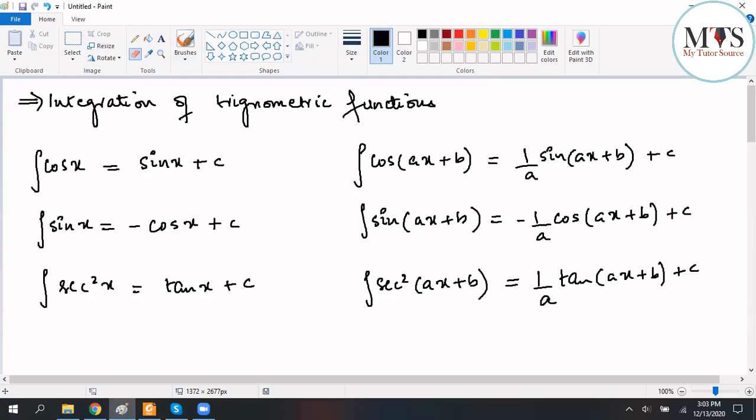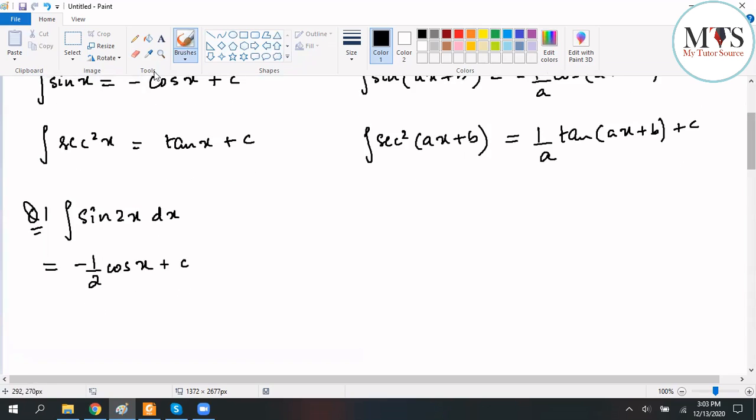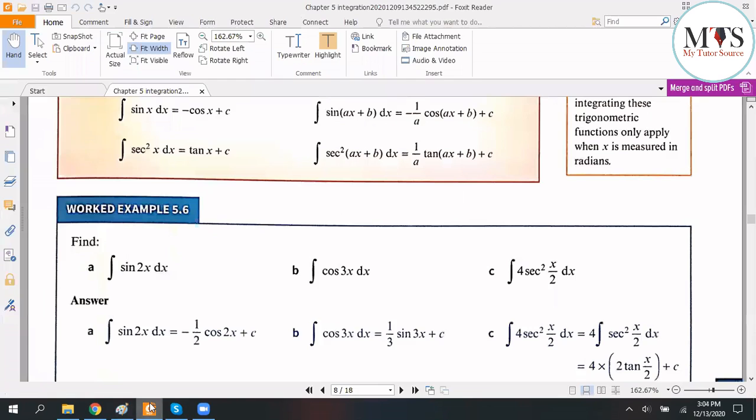Okay. Now let's say we have the integral of sin 2x dx. What's that going to be now? It will be minus 1 over 2 cos 2x plus c. Correct. Yeah, 2x.